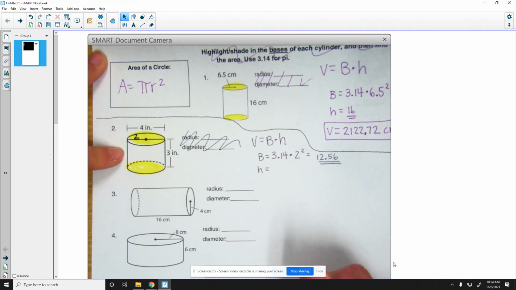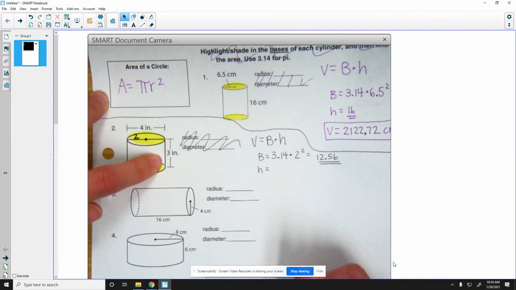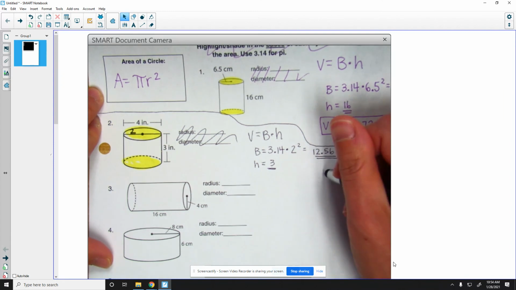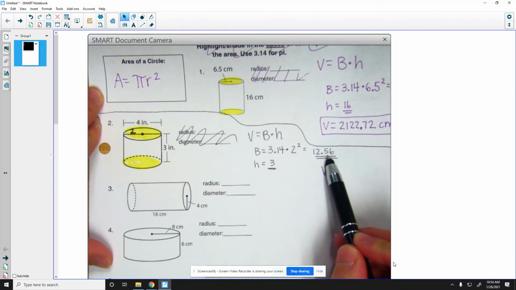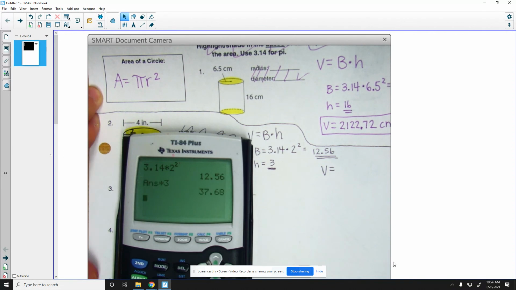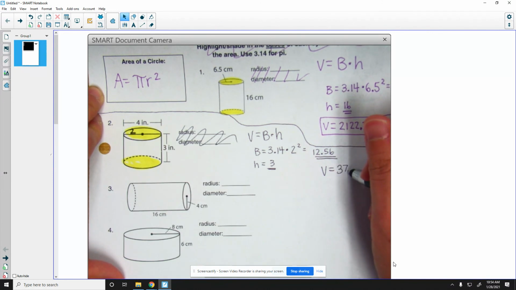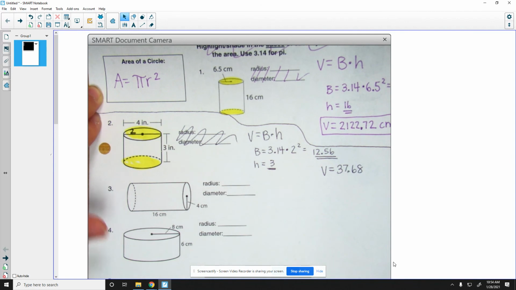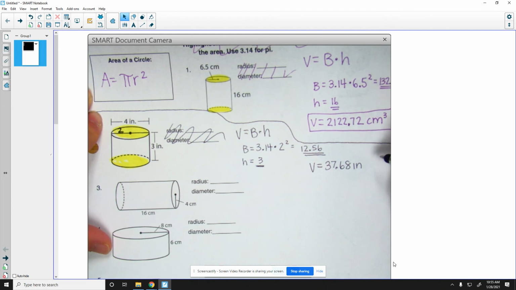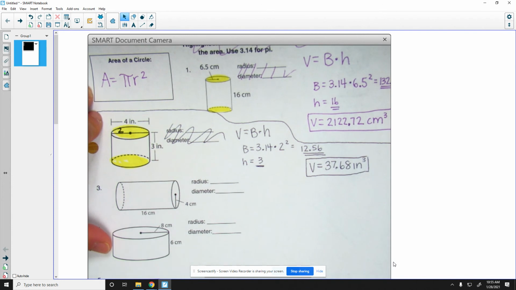And then my height, just look at the problem and grab that number. Hannah, what number is the height here? 3. Your height goes up and down, right? How tall is your shape? It's 3. So your volume is base, which is this, times height, which is this. So 12.56 times 3, I get 37.68. That's my answer, 37.68. And then don't forget my units. My units are inches to the what power? 3. So volume is always cubed, okay? To the third power means cubed, so it's inches cubed.